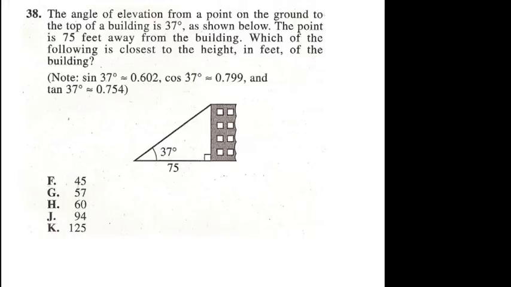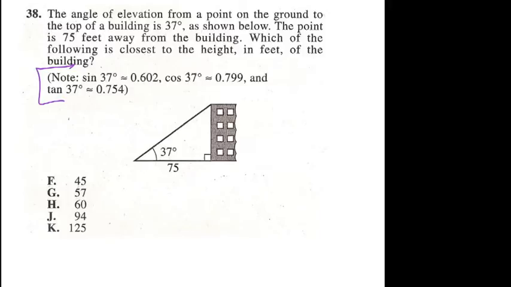The angle of elevation from a point on the ground to the top of a building is 37 degrees, as shown below. The point is 75 feet away from the building. Which of the following is closest to the height in feet of the building? And notice they give us the value, so they want us to calculate an actual number.